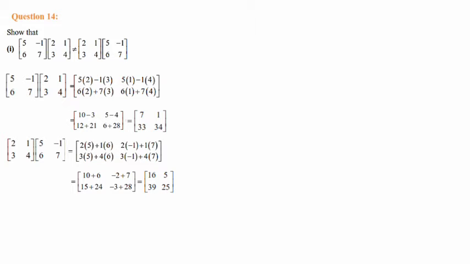It is quite clear the left hand side and the right hand side products are not equal. This is the left hand side matrix and this is the right hand side result. So when you check, these two are not equal, so we can write the statement as 5 minus 1 6 7 matrix 2 1 3 4 is not equal to matrix 2 1 3 4 into matrix 5 minus 1 6 7.